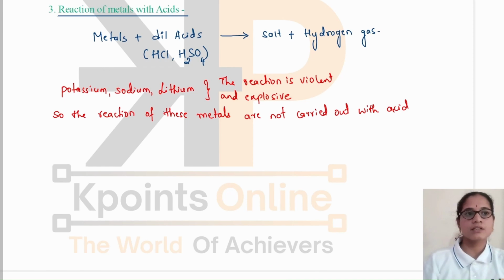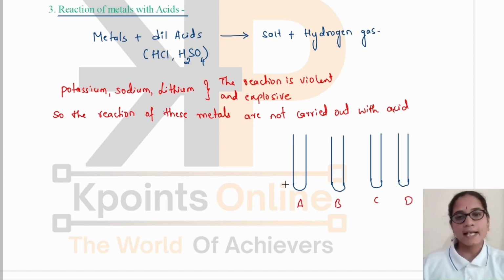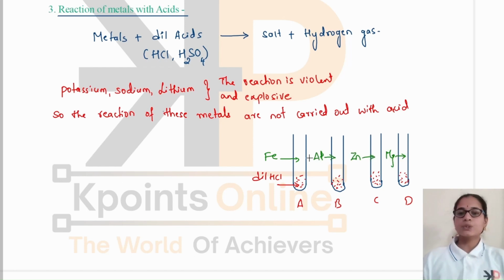Take 4 test tubes here. Let us check the reactivity of the different metals with dilute hydrochloric acid. These are the 4 test tubes, and take dilute hydrochloric acid, dilute HCl, in these test tubes. Now we are going to check the reaction of different metals with dilute acid. We are going to add iron, aluminium, zinc and magnesium into these test tubes. Then we are going to check how the reaction takes place and what products are formed.